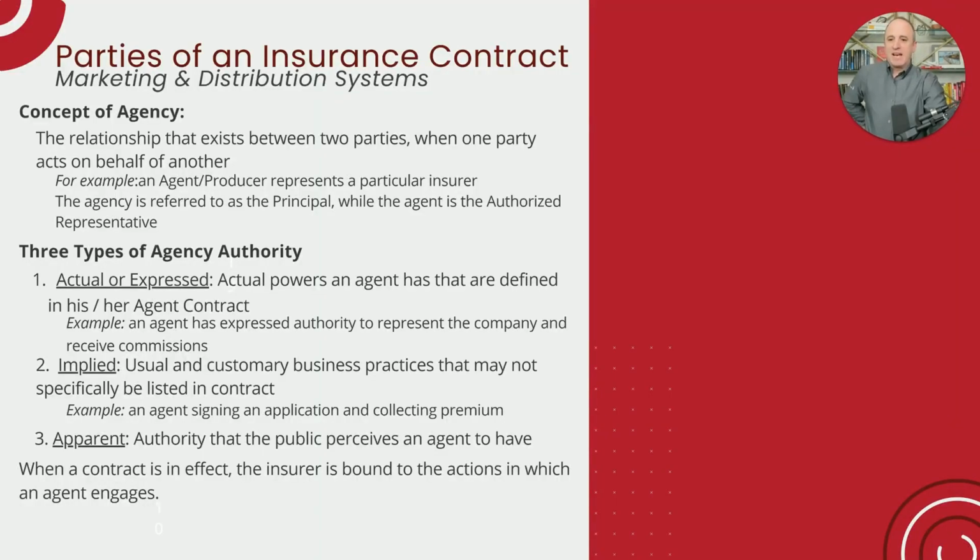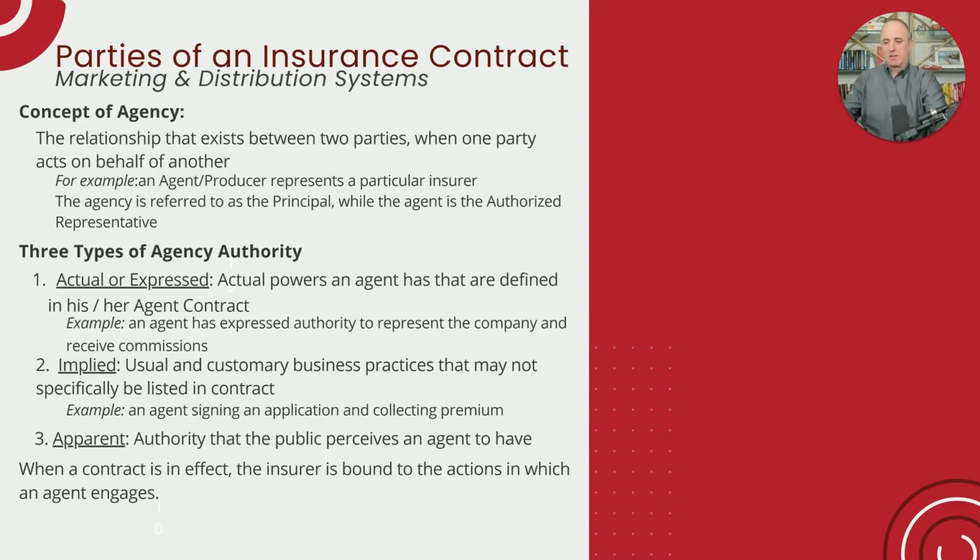All right, so the concept of agency: the relationship that exists between two parties when one party acts on behalf of another. There are different types. It's basically the authority to act on behalf of. So in this case, you've got actual agency, or expressed, where I put in writing that I authorize ABC agent or ABC company to act on my behalf. Then you've got implied. It may not be written down, but it's sort of understood. So the agent signing the application and collecting the premium, as an example, would be acting on implied agency.